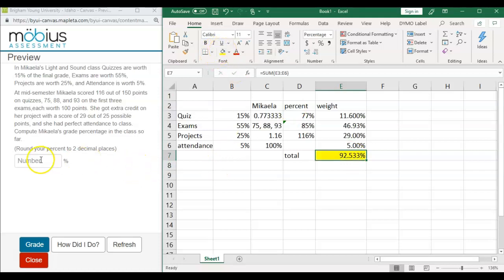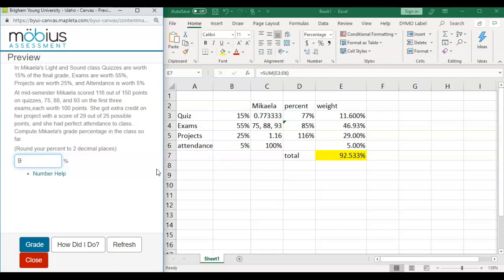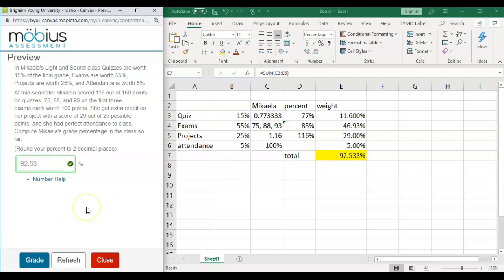We need to round it out to two decimal places. And so 92.53, since this 3 does not round this 3 up, it stays at 92.53. And we can check over here on this one.